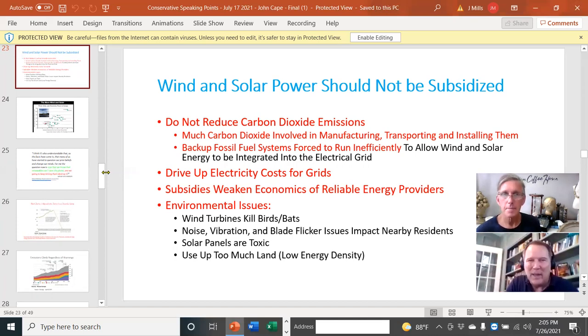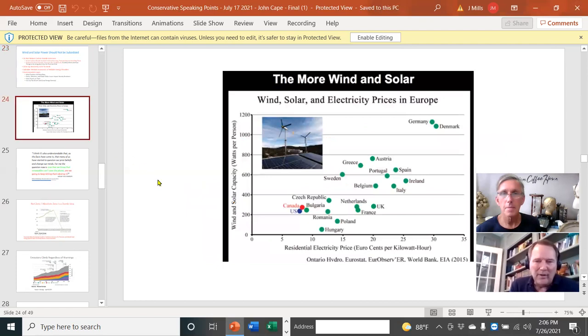It's like driving in stop and go traffic. It's very inefficient compared to getting on the freeway and putting your pedal down and just going at a steady pace. You get much better gas mileage on the freeway than you do in stop and go traffic going just a very few miles. And so they don't actually lower carbon dioxide emissions. They drive up electricity costs, which I'll show you on the next slide. And they also are not necessarily that green.